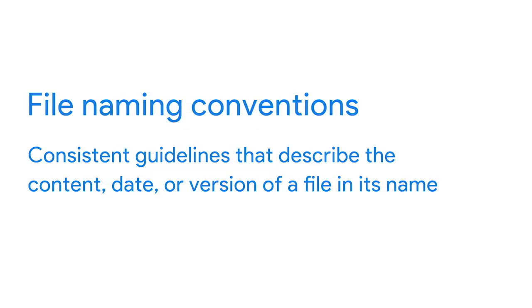Hey again. So you've heard me mention the idea of using meaningful and logical file names to help organize your data. But using consistent file names can also streamline or even automate your analysis process, saving you time and energy in the long run. When you use consistent guidelines that describe the content, date, or version of a file in its name, you're using file naming conventions.